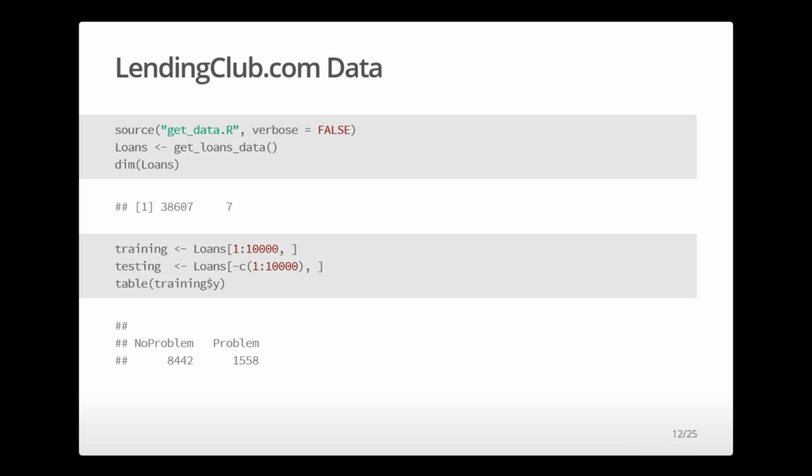If you followed the link that I was referring to before, there's a file in that directory called get_data.r, which, if you have it in your working directory, you can source. It downloads the data from the lendingclub.com website, does a little bit of processing to it, and we have a data frame that consists of some 38,000 people, and it has 7 variables, some of which we'll be using in the model.